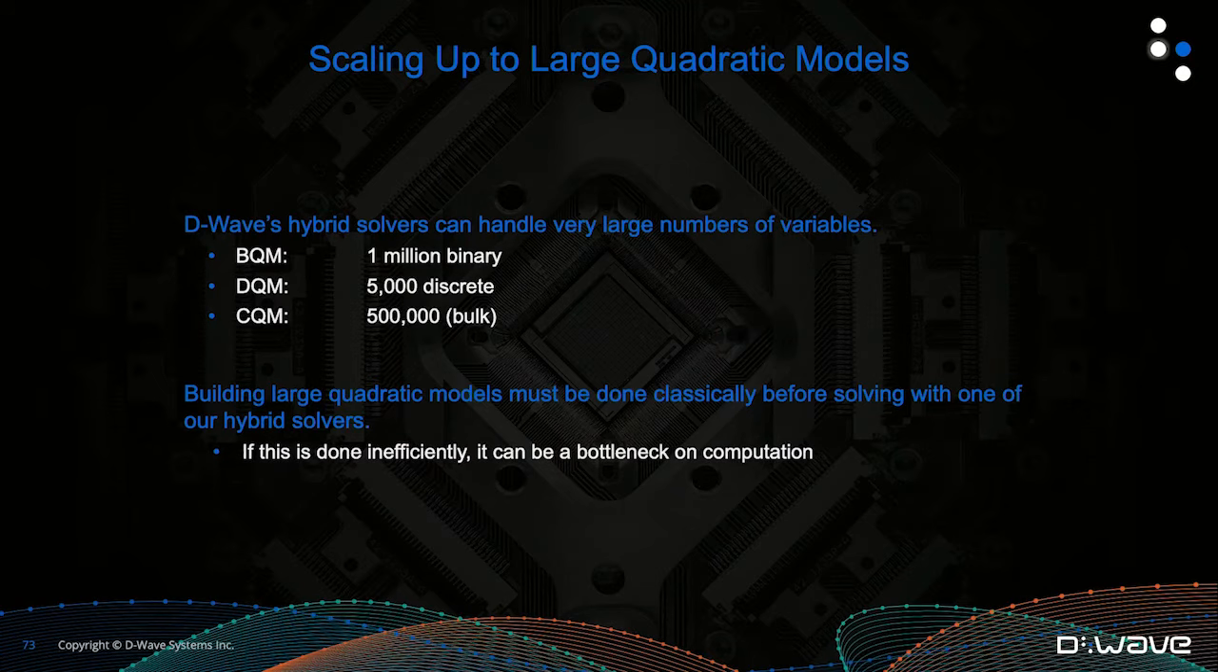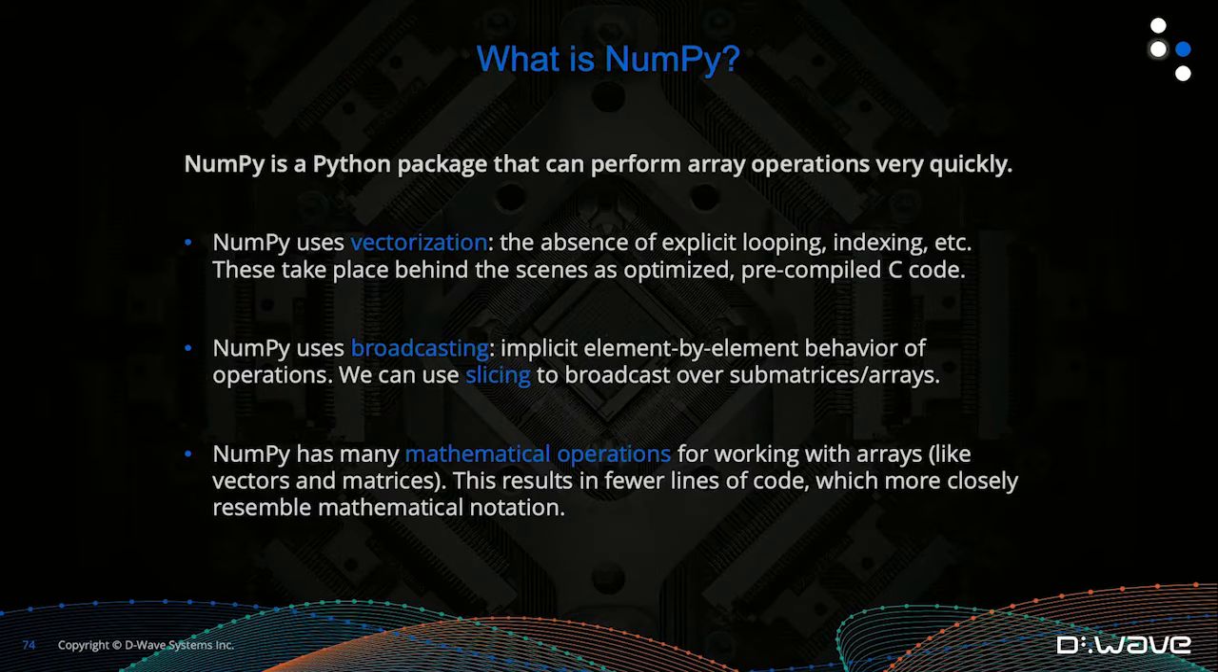So these are huge problems. These are huge data structures that if you build things up using for loops and you do things in a naive approach, it can be very slow, and those classical parts of your program can be really time consuming. So it can really be a bottleneck. And so it's something to really keep in mind as you start scaling up to these larger quadratic models. So this is where we're going to talk about NumPy.